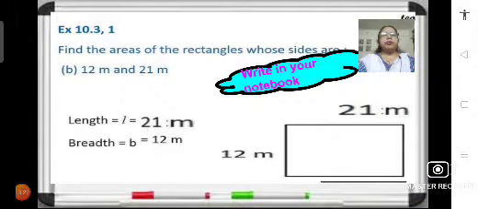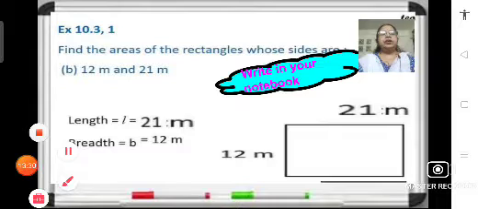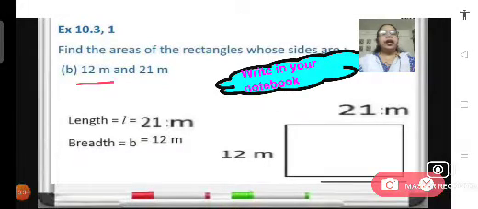Now, problem number B of exercise 10.3, question 1. We have to find the area of the rectangle with 21 meters length and 12 meters breadth. So, length is 21 meter, breadth is 12 meter. This is length, this is breadth.